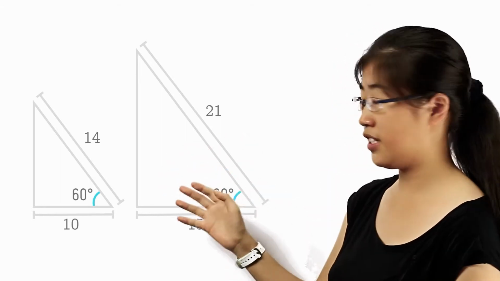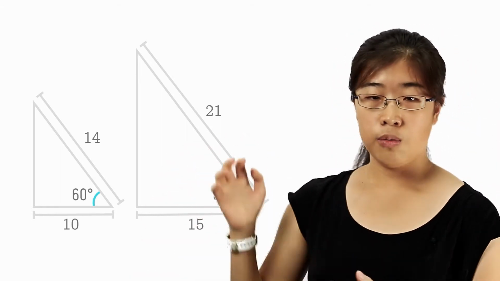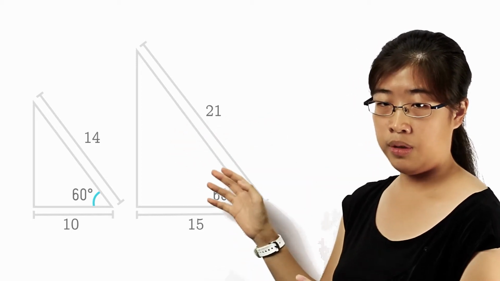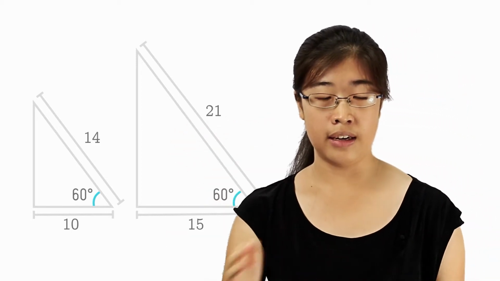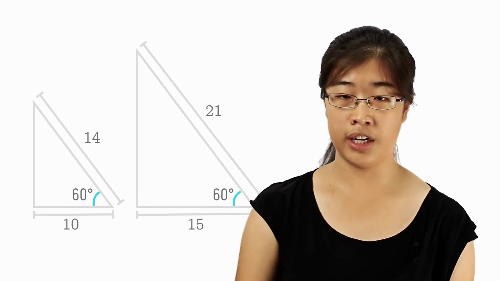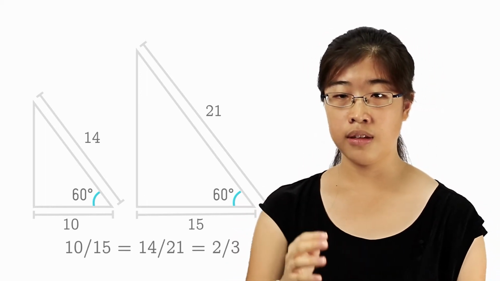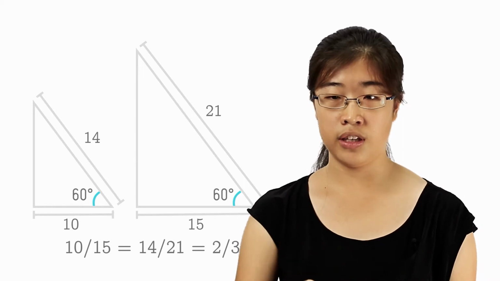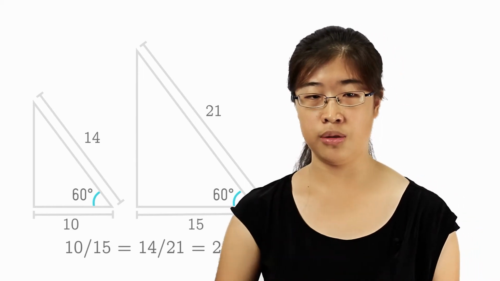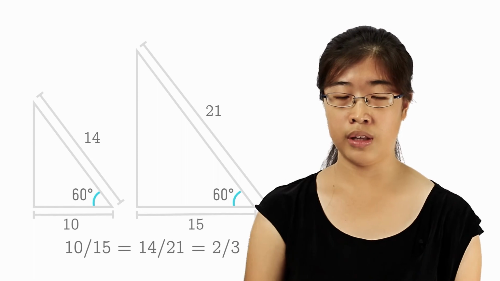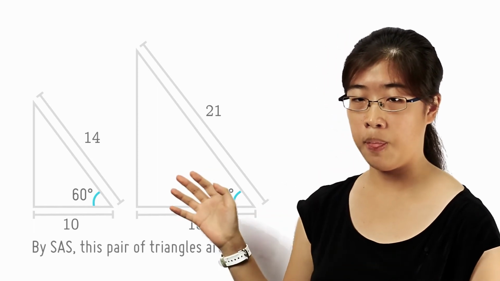So look at the information we have. We know two sides and the angles in between. So we can use SAS to determine if they are similar triangles. If you calculate, you will realize that 10 divided by 15 is 14 divided by 21, which is 2/3. So we know that their corresponding sides are equal.